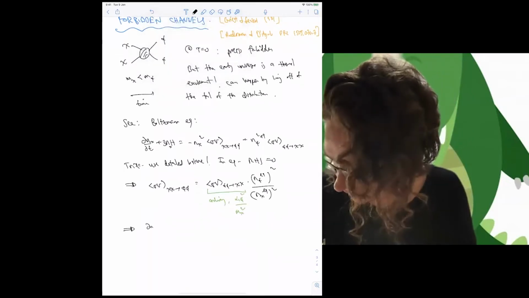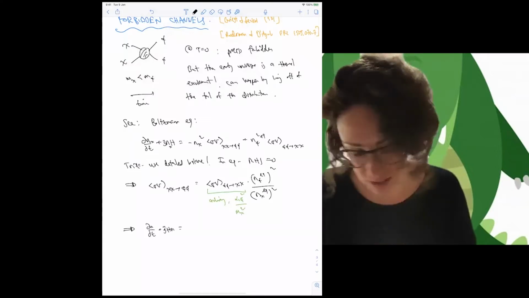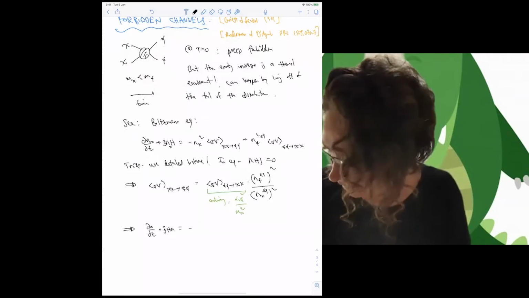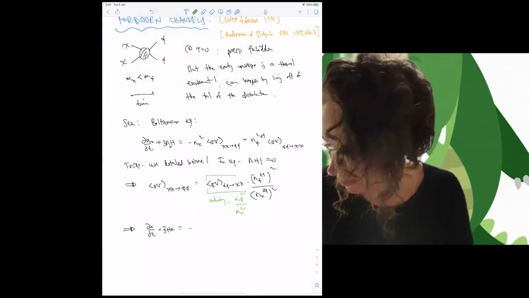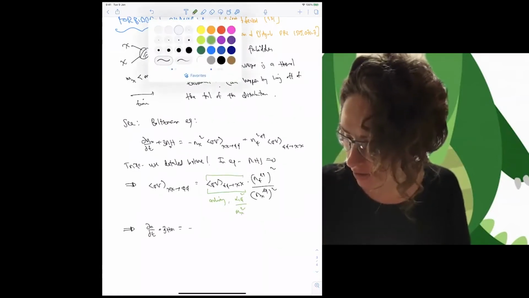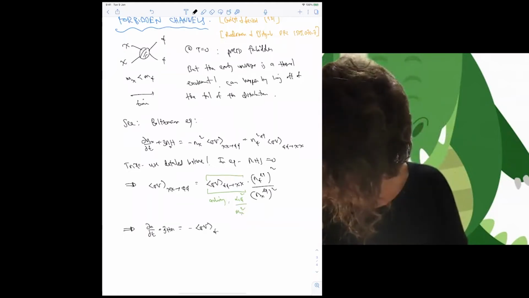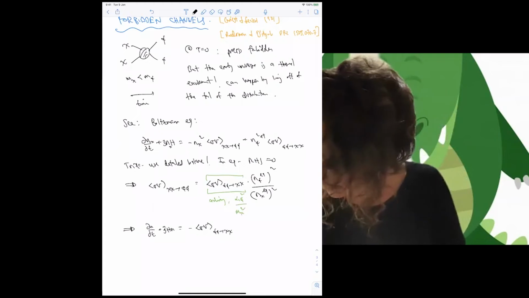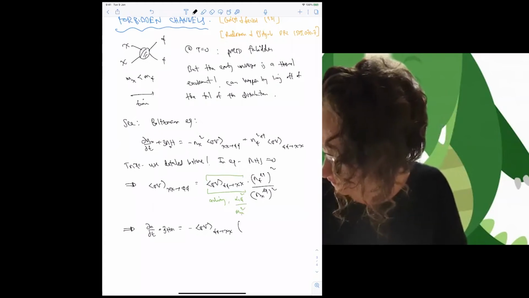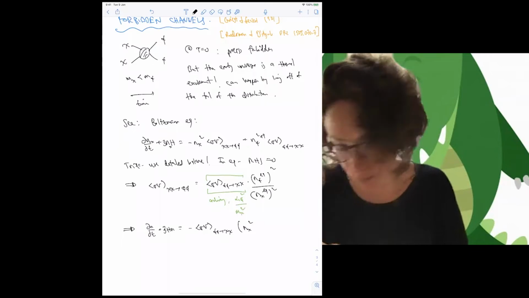So we have that dn/dt plus 3Hn equals, I'm going to pull out this common factor, this green. So this is going to be the cross section, okay, that we're going to be using. I'm going to write that out over here first. So I have minus sigma v of phi to chi, the direction that's not forbidden, times, now what I have to do is just plug in over here. So I'm going to get n chi squared.